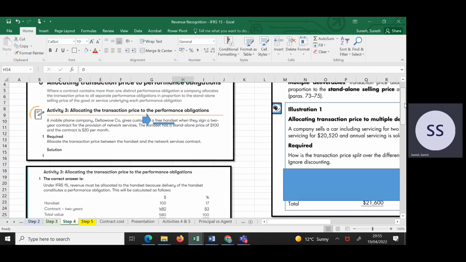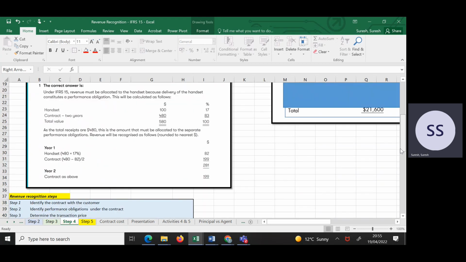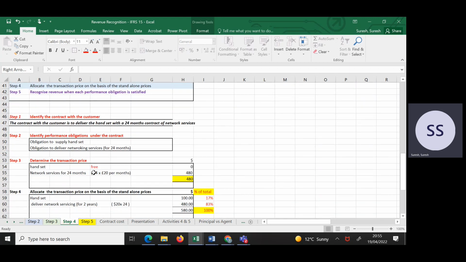But we know the contract is signed for 24 months, a 2-year contract. Each month we're going to get $20, so that adds up to a total of $480. This is the receipt, the revenue that I'm going to get by selling this mobile phone contract.